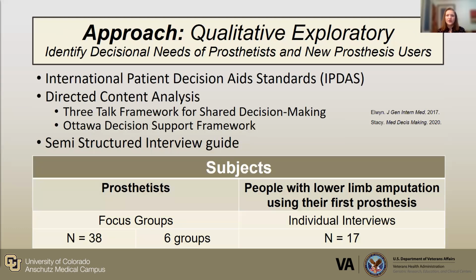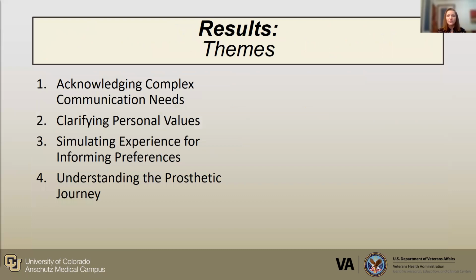In the first step, we conducted an exploratory qualitative study to examine the decisional needs of prosthetists and new prosthesis users for making prosthesis design decisions. We had 6 focus groups of 38 prosthetists and individual interviews with 17 people with a new lower limb amputation who were either in the process of receiving or actively using their first prosthesis. We did semi-structured interviews and analyzed all transcripts using directed content analysis. Our team identified 4 themes that came from the interviews.